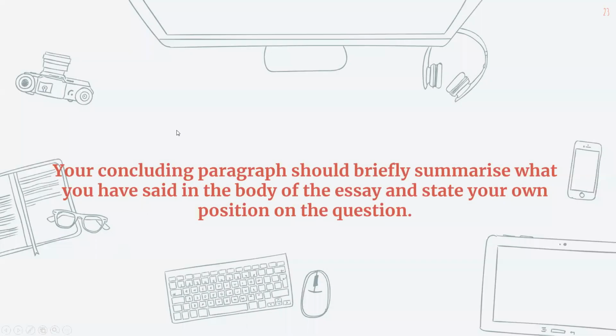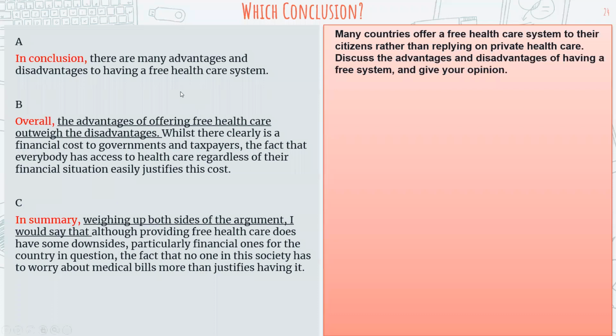Moving on. Now let's move on to your conclusion, your concluding paragraph. It should briefly summarize what you have said in the body of the essay and state your own position on the question. That's it. Of course, you shouldn't use the same words in the question, and you shouldn't use the same words in your introduction. Try to come up with different words. Use paraphrasing.